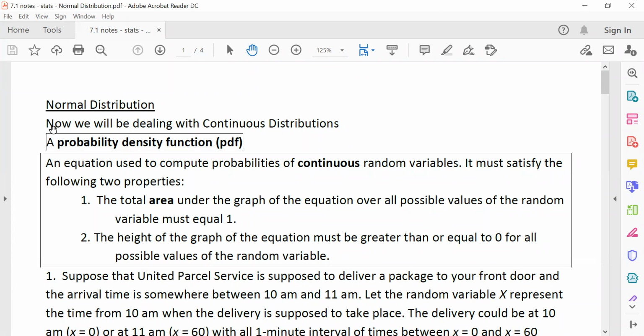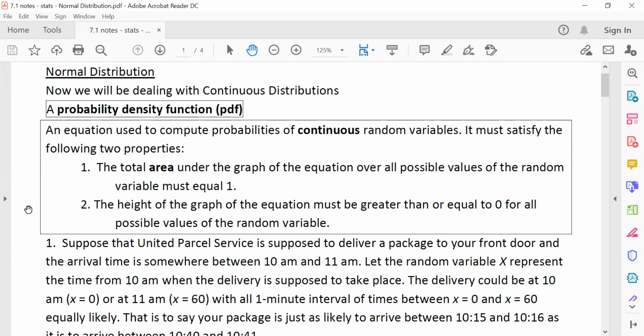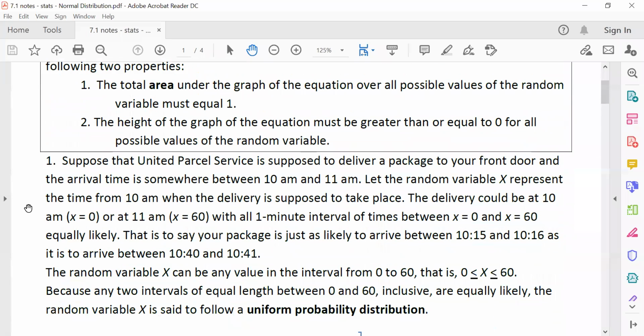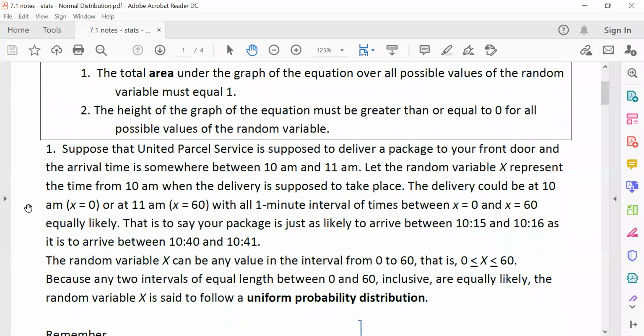Well, what we can then do is define something called a probability density function. It's an equation that is used to compute probabilities for certain random variables. It has to satisfy two properties. So we're going to be looking at the graph of the normal distribution called the bell curve. The bell curve is something that's going to pop up quite a bit.